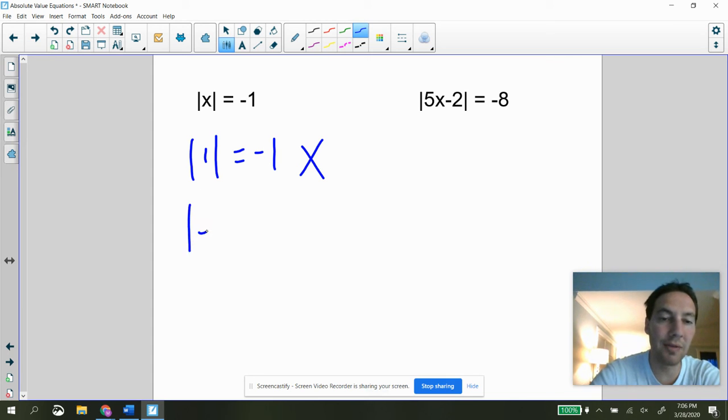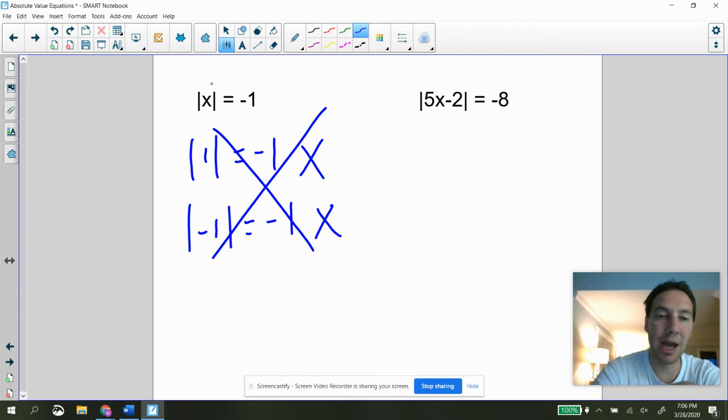How about if we plug in -1? That must do it. No, because that would be +1. No, that's not right either. It turns out when your absolute value equals a negative, there is no solution. So you can just write no, or you can say no solution.